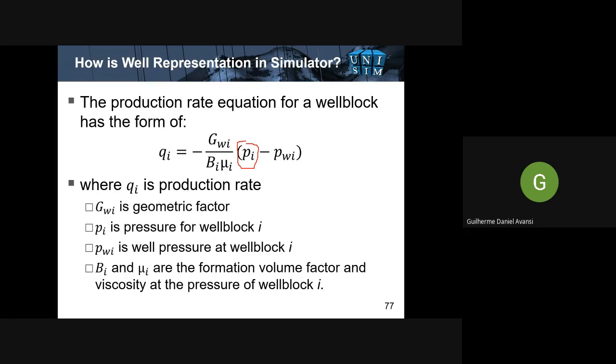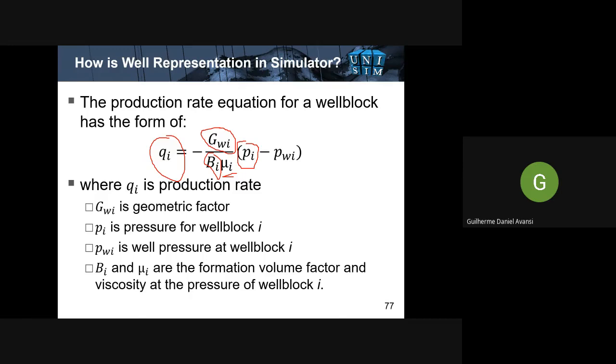So this is the pressure at the well block. This is the geometric factor of the well, right? This is the formation volume factor, and this is the viscosity. So we calculate this separately, and then we include it in our equation using all the information that we have.